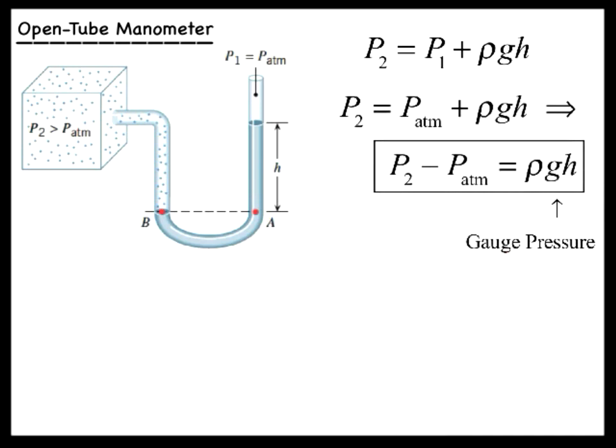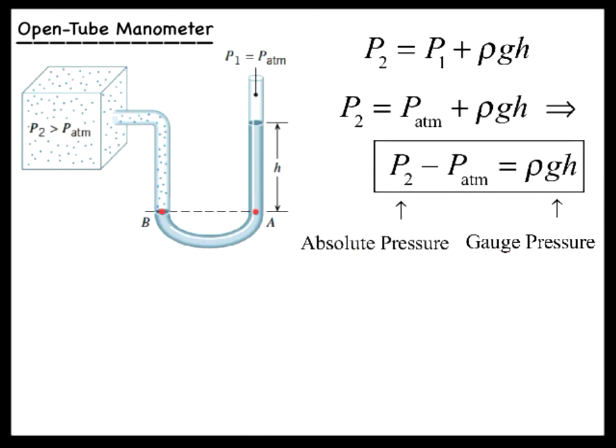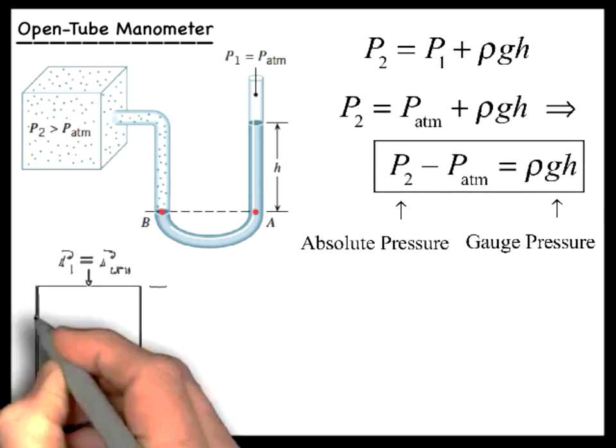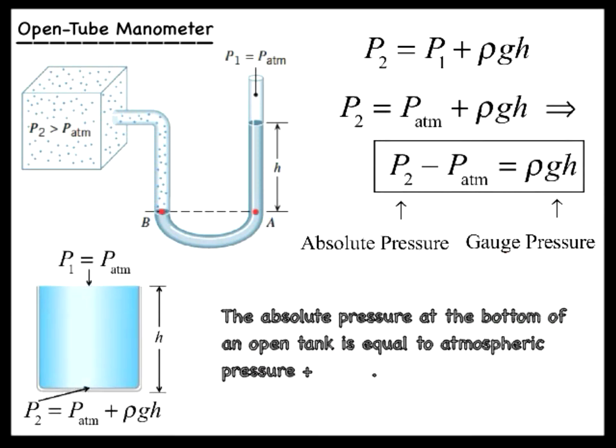The actual value for P2 is called the absolute pressure. From a problem-solving standpoint, it's important to make the distinction between gauge and atmospheric pressure. For example, in problems involving a container of liquid open at the top to air, the pressure at the bottom will be the absolute pressure, which is rho gh plus 1 atmosphere.